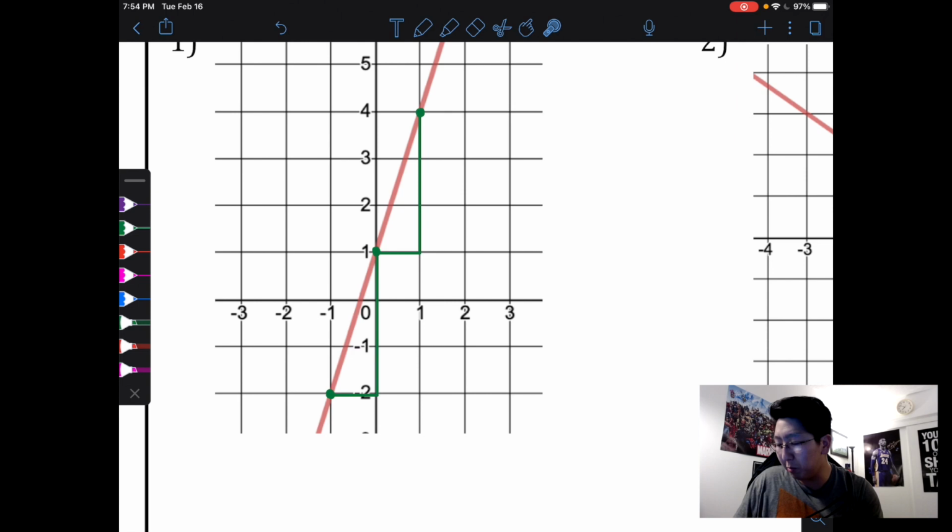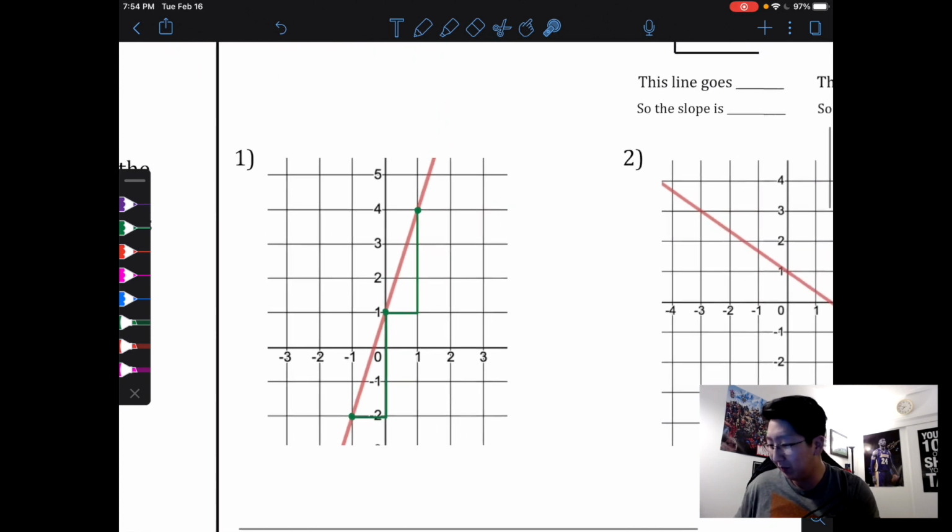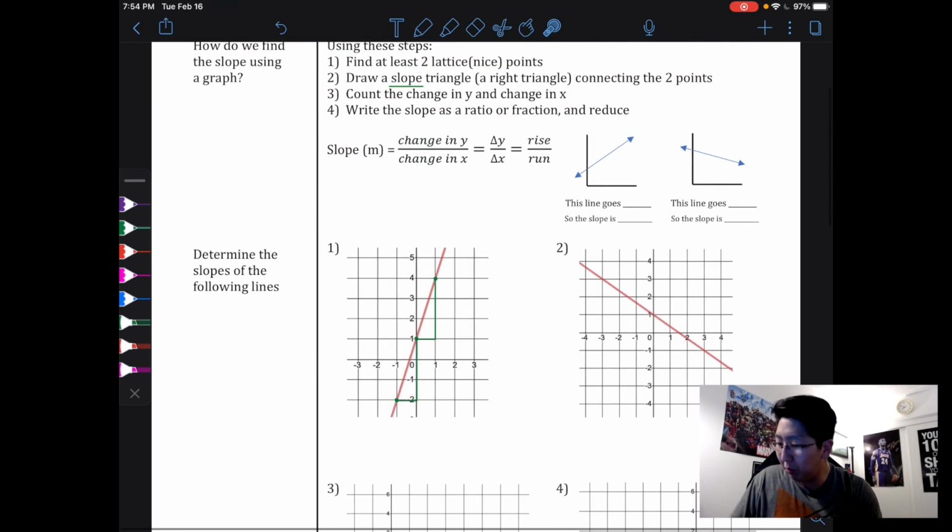And hopefully this is familiar to you from chapter 4. All right. So we went ahead, we found 2 lattice points, check. We went ahead and we drew a growth triangle, a slope triangle, creating a right triangle. Right here, you can see that there's a triangle. Now we're going to count the change in y and change in x.